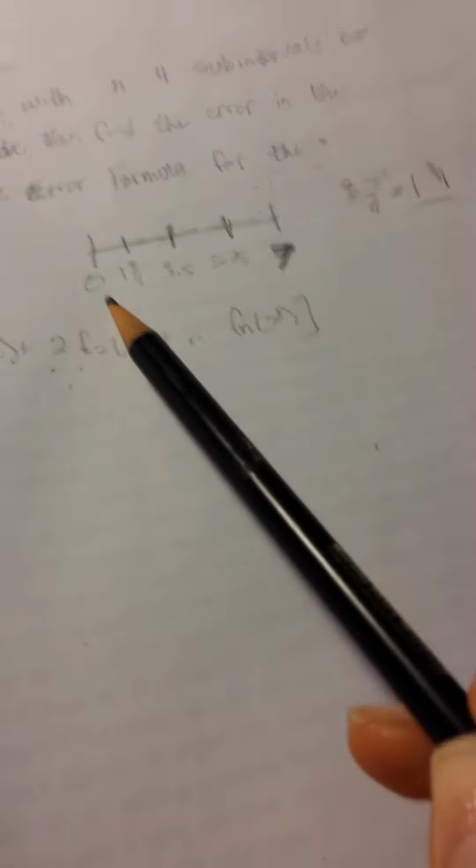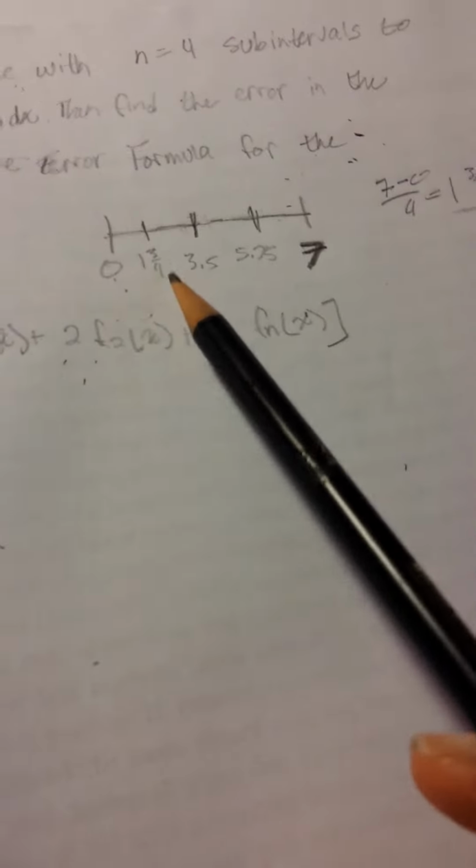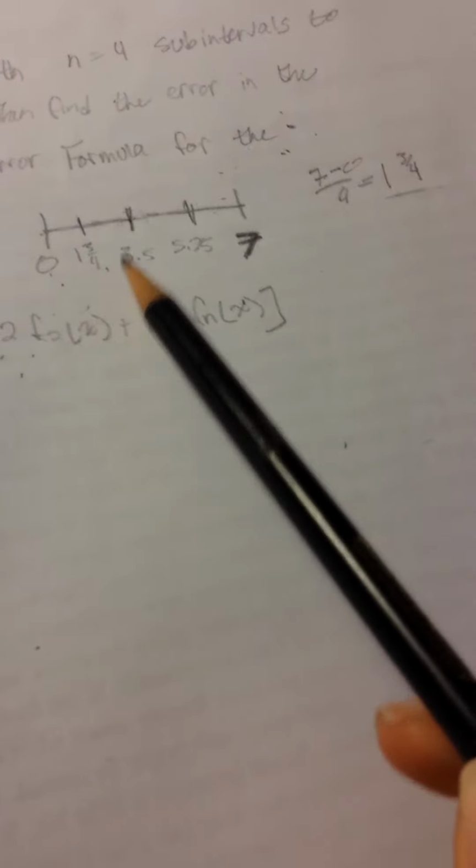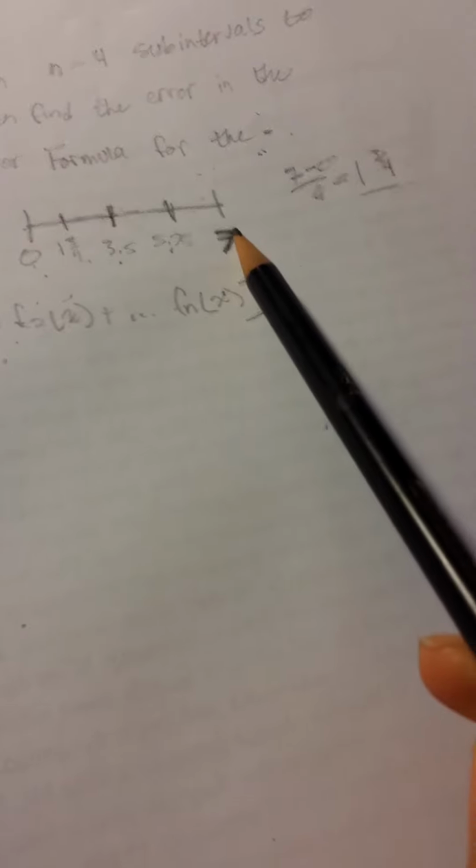This is your dx, this is your interval, this is how much it's changing. Since there are 4 subintervals, I separated it by the 1 and 3/4. So 0, 1 and 3/4, then you have 3.5, 5.25, and then your 7. So that's your 4 subintervals. These are the numbers that you're going to plug into our equation.